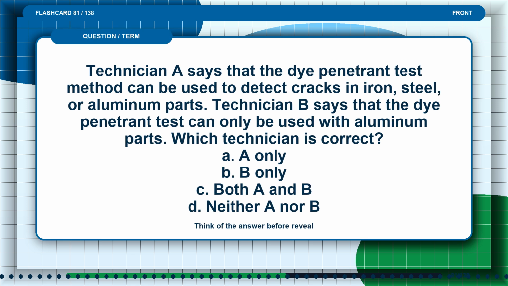Flashcard 81. Technician A says that the dye penetrant test method can be used to detect cracks in iron, steel, or aluminum parts. Technician B says that the dye penetrant test can only be used with aluminum parts. Which technician is correct? A. A only. B. B only. C. Both A and B. D. Neither A nor B. Pause and think of the answer before the reveal.